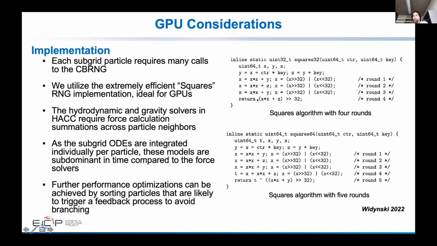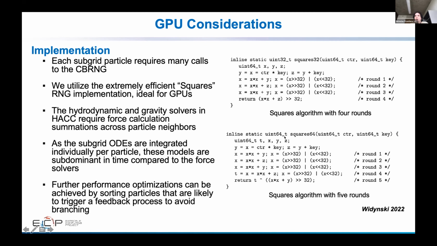We actually use CBRNGs following the squares method, which is actually what John talked about earlier. This is the Von Neumann middle square random number generator. It's basically this, but in the CBRNG form. So you can see the instructions are quite simple for a GPU to understand. This is how you get a 32-bit integer, and this is how you get a 64-bit integer.